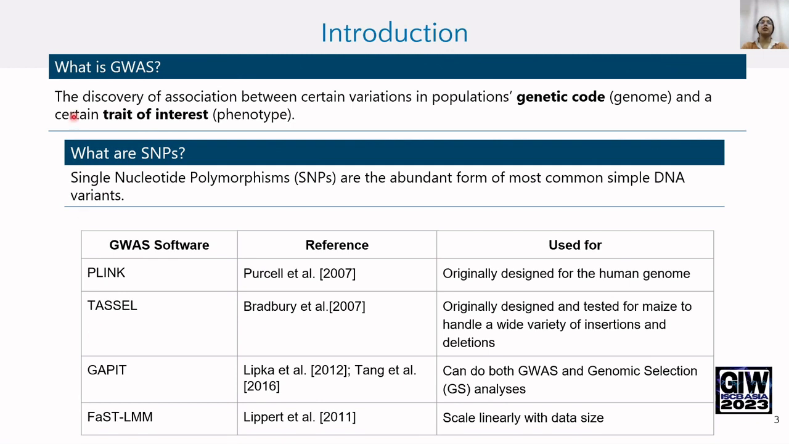Genome-wide association studies, abbreviated as GWAS, aim to identify the relationship between genetic variations and physical traits. Single nucleotide polymorphisms or SNPs are the most abundant form of common simple DNA variants. There are various GWAS software that are used for the analysis. Some popular ones include Blink, Tassel, Capit, etc. Blink is often viewed as a standard GWAS method, and Tassel and Capit were developed for plant genomes.